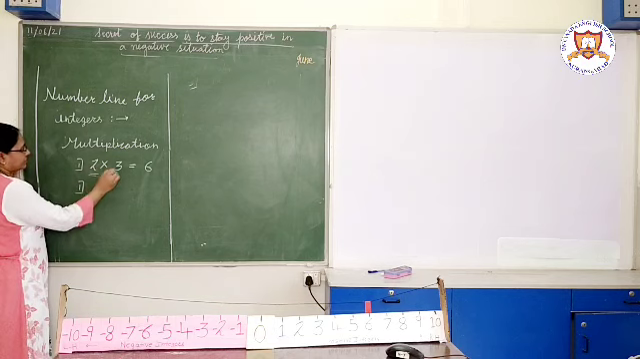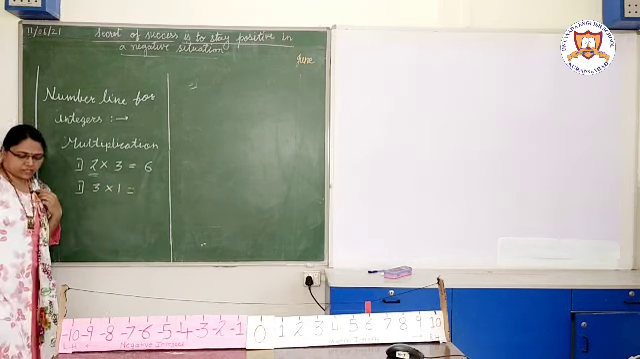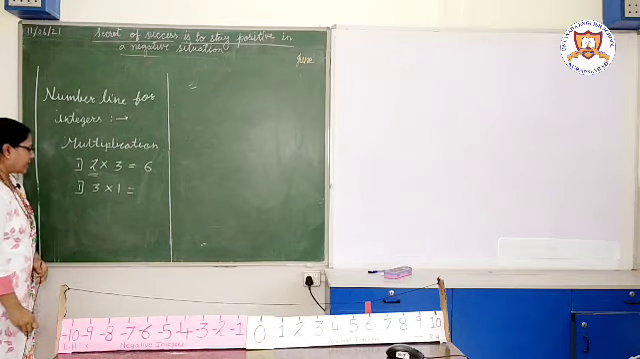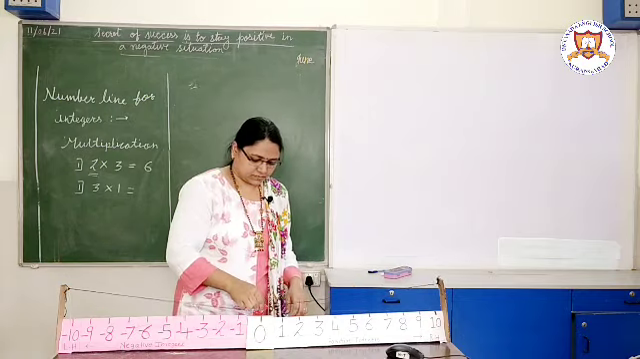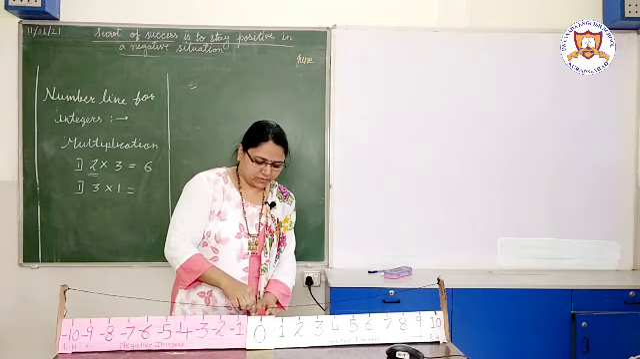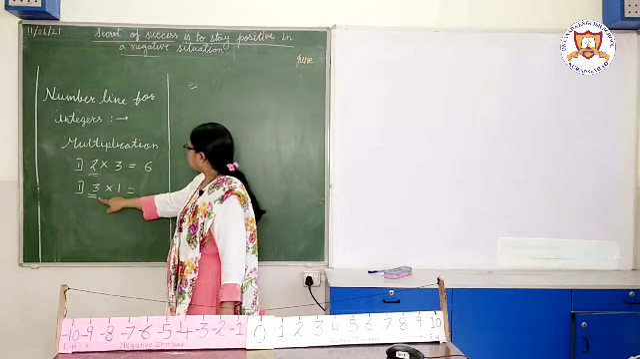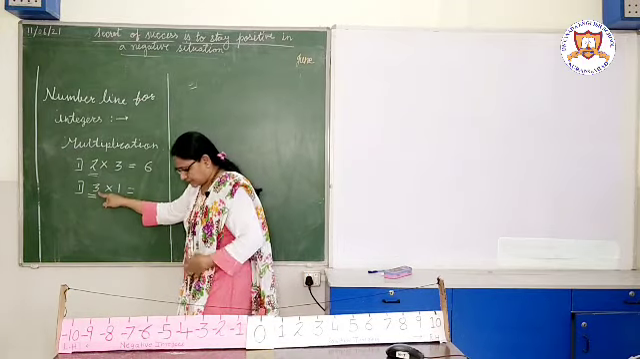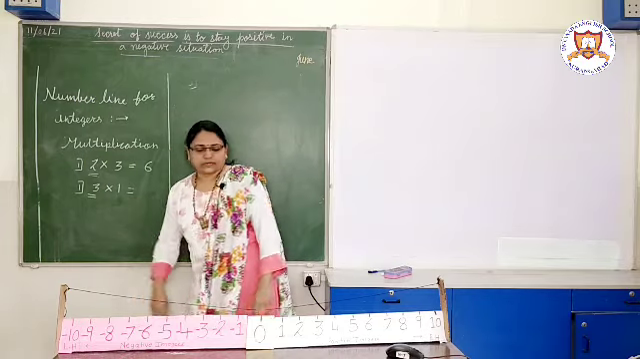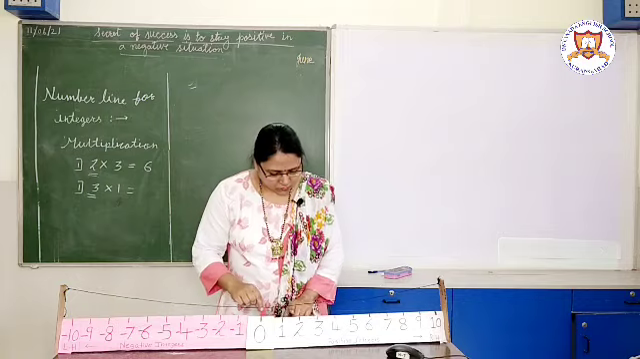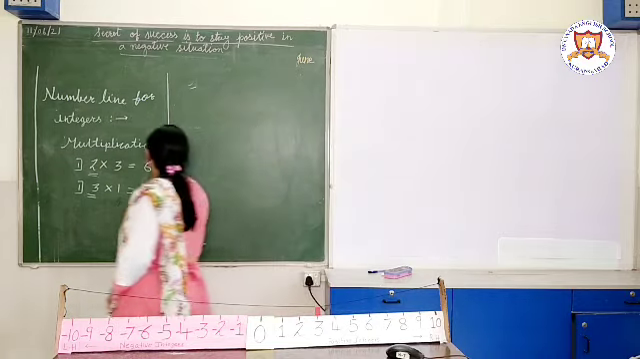Let us do one more example. 3 multiplied by 1. Again we have to start with the 0 number. At one time we have to move 3 steps together. How many times? One time only: 1, 2, 3. So what is the answer? 3.